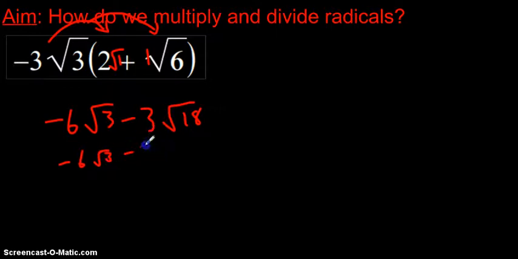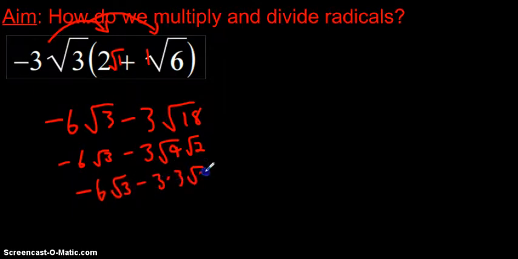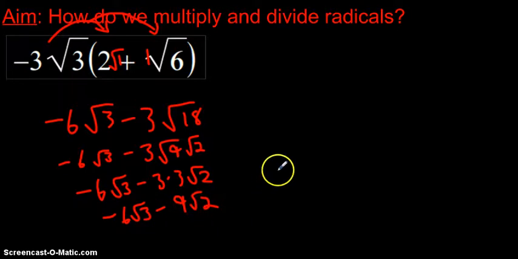but this will. This has a perfect square factor of 9. So that'll become negative 6 radical 3 minus 3 times 3 radical 2, which is negative 6 radical 3 minus 9 radical 2. And since these are unlike terms, we cannot combine them. Alright, one more example of multiplication, then we'll look a bit at division.